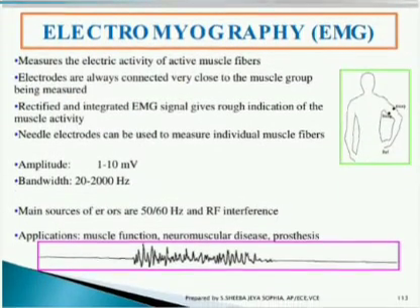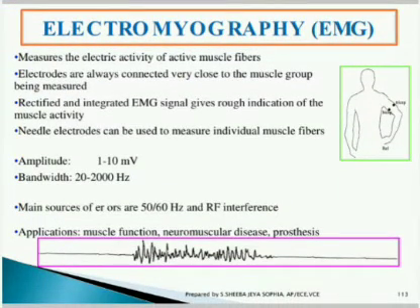Moving to electromyography, EMG, it measures the electrical activity of muscle fibers, which we have seen in the last class also, and its amplitude ranges from 1 to 10 millivolt, bandwidth of 20 to 2000 Hz. Major applications are muscle function, neuromuscular disease diagnosis and prosthesis control.